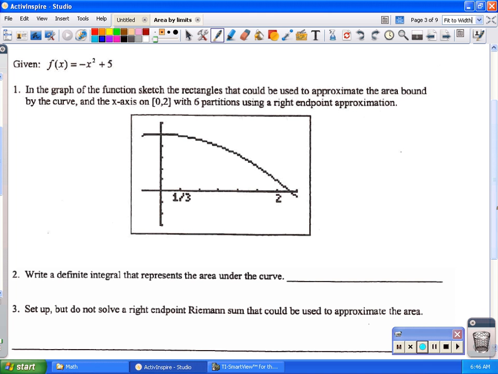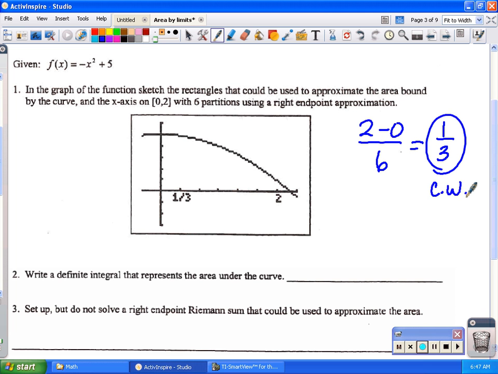We have the function negative x squared plus 5, which is a parabola. And the graph is already provided for you if you have this packet. If not, you can simply copy this down. The first thing we're going to do is sketch the rectangles that can be used to approximate the area under the curve from 0 to 2 using 6 partitions. Well, if the interval is from 0 to 2, we're going to subtract the interval 2 minus 0, and we're going to divide that into 6 partitions, so that will give me a common width of 1/3. And so that's the width of all of my rectangles.